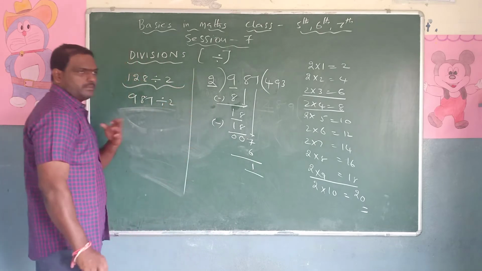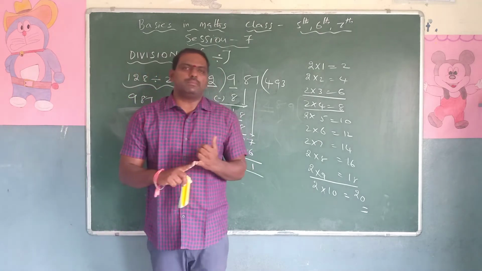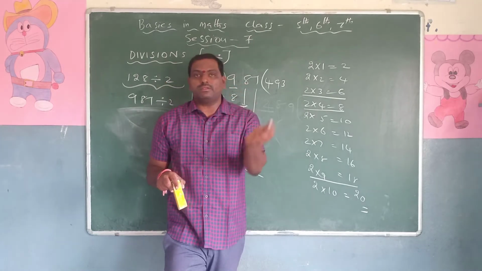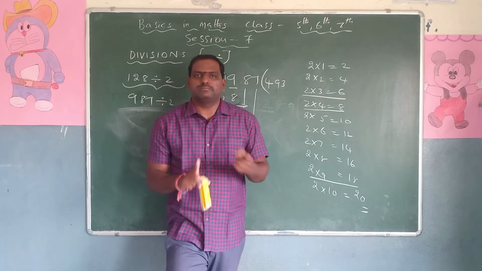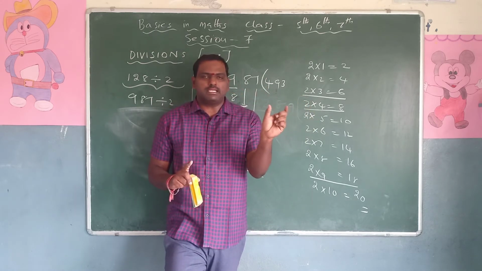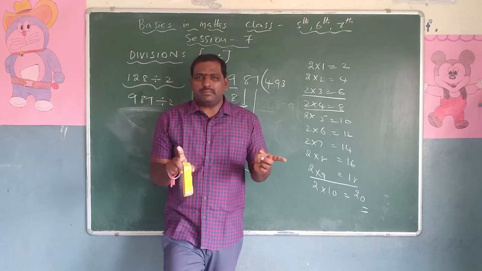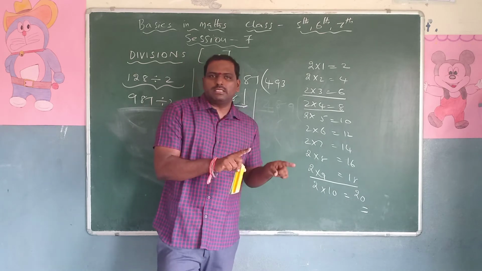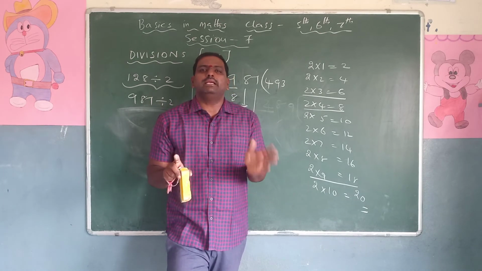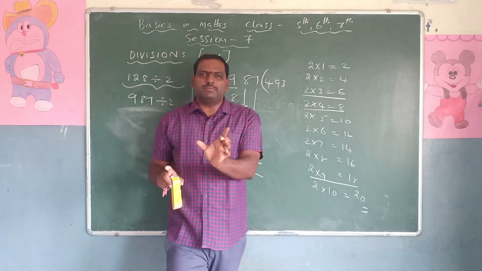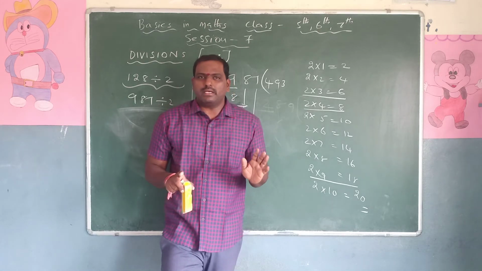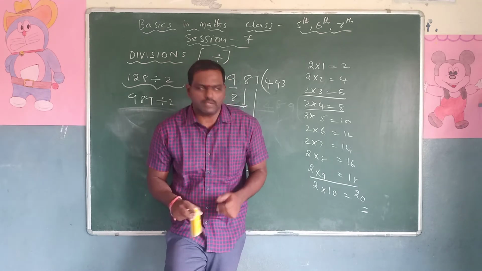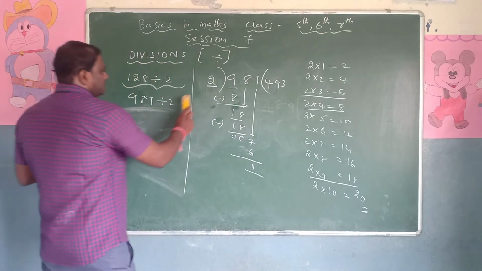So this is the way to do the sum. I will repeat the steps. The first step is to write the number which is going to be divided inside the bracket, and the number with which we divide outside the bracket. Then take the digits. Second step, check which is bigger, inside or outside the bracket. The number inside the bracket must be bigger. If it is bigger, you can proceed. If not, we have to take the next number, two numbers.